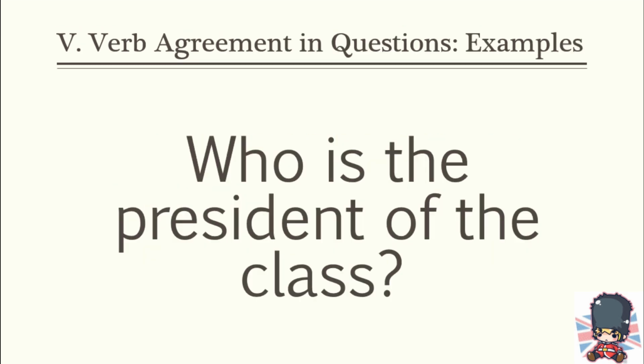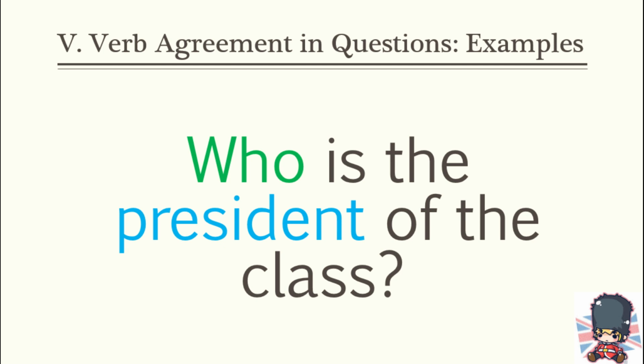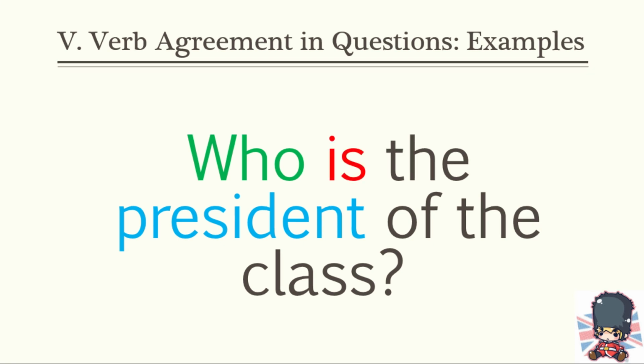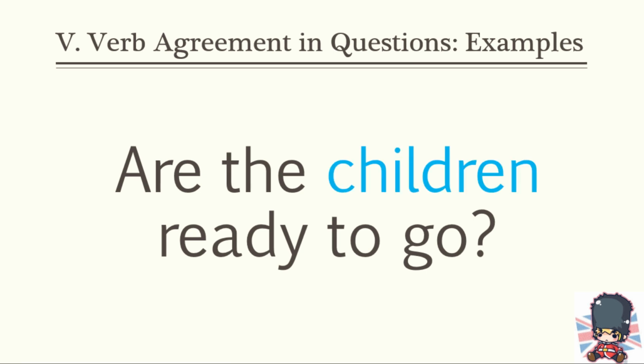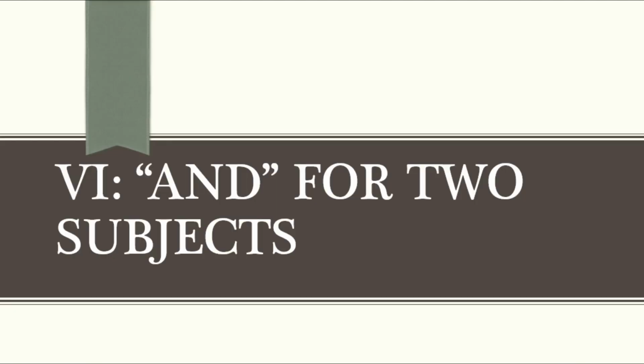Let's see some example. Who is the president of the class? Highlight ko yung who at yung subject dito is president. Dahil ang president is a singular subject, ang gagamitin mo na verb ay singular din, which is is. Next example, we have, are the children ready to go? So, ang subject natin dito is children. Okay? At ang verb na gagamitin natin ay dapat plural. Kasi ang children is plural, so you have to use a plural verb, which is are. Next rule, we have the word in for two subjects.